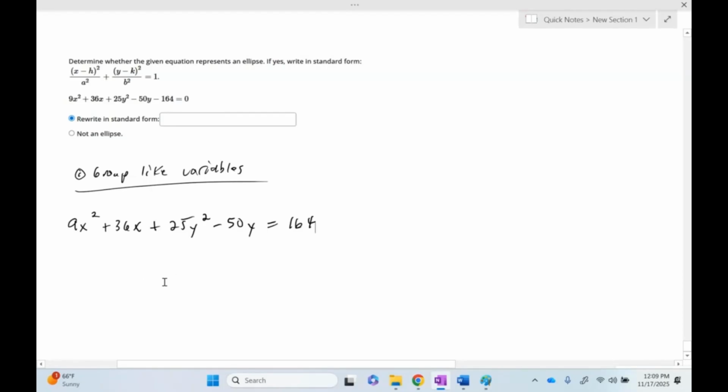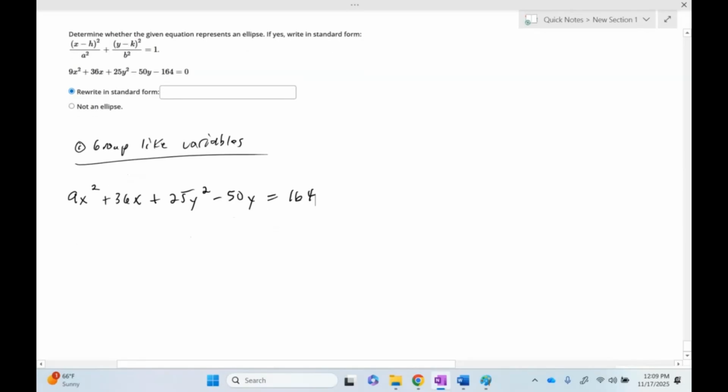Now I want to complete the square with the x and the y variables. But I run into a problem. For my x variables, I do have the square and the first degree term, but the coefficient for my x squared is not a 1, it's a 9. So I'm going to have to force it to be a 1.